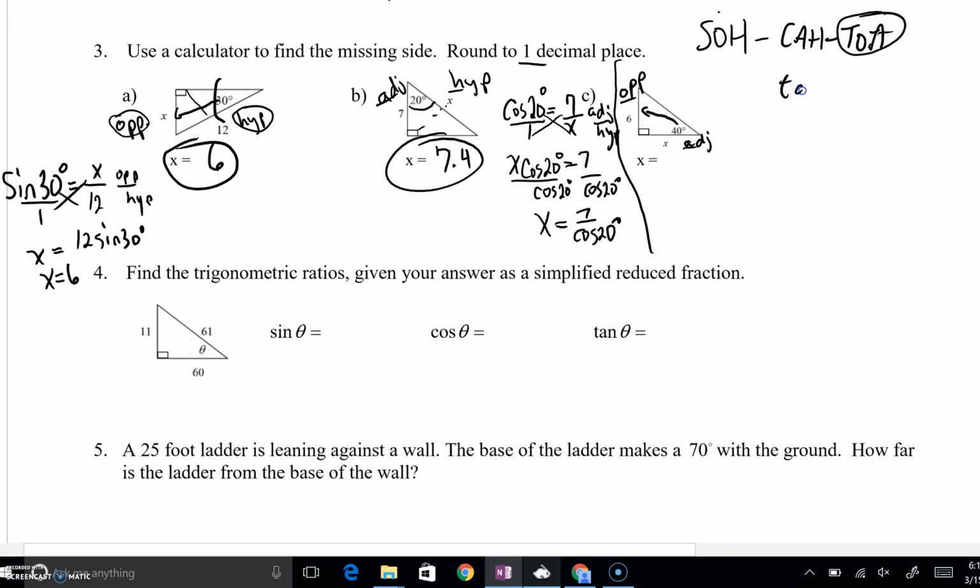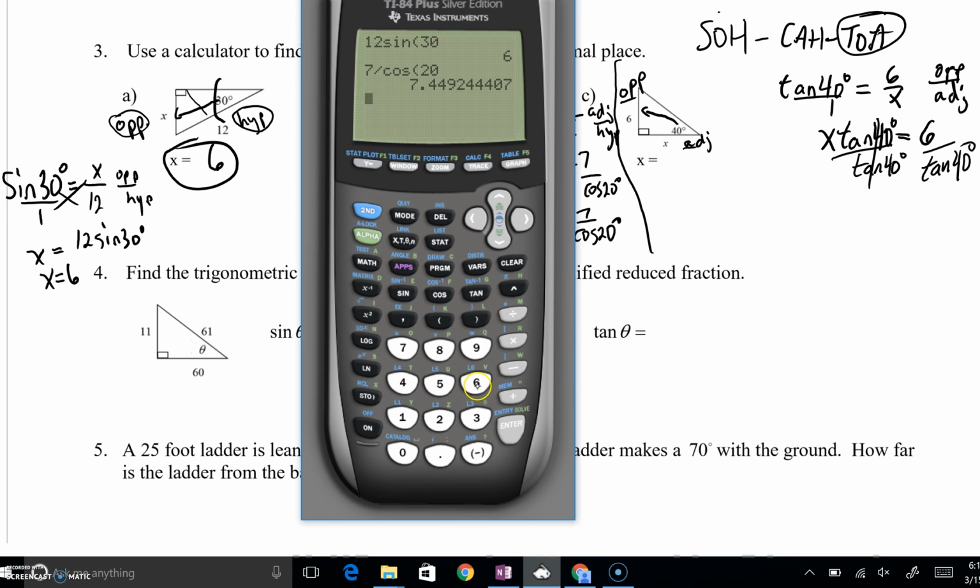O and A would refer to TOA. That would be tangent. We can say tangent of 40 degrees would be 6 all over x, the opposite over the adjacent. Now I'm going to put tangent of 40 over 1, and we can cross multiply x times the tangent of 40 degrees. 6 times 1 is equal to 6. We can divide both sides by the tangent of 40 degrees. And then simply type this out. 6 divided by tangent of 40. You can see we'll get about 7.2.